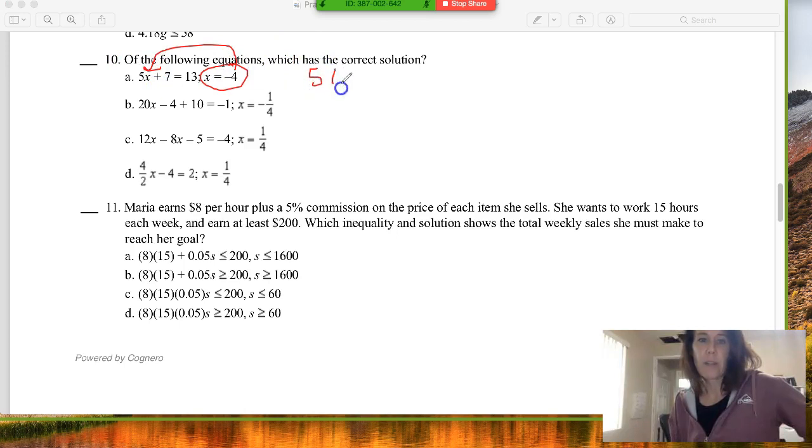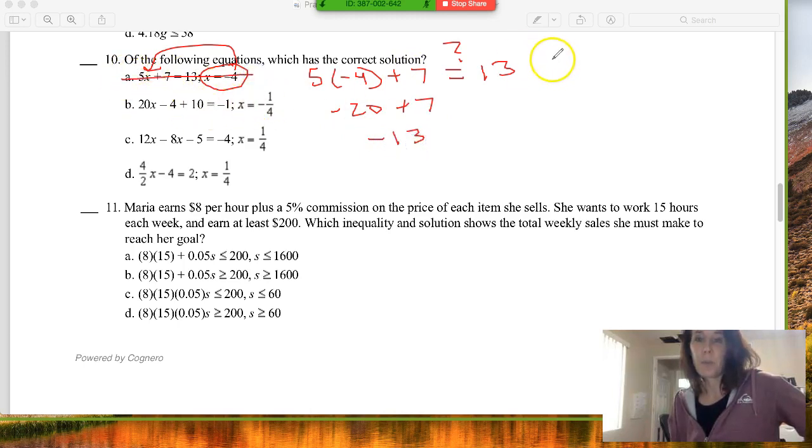I'm going to go 5 times negative 4 for x and add 7. Does that equal 13? We'll check it. 5 times negative 4 is negative 20. Negative 20 plus 7 is going to give me a negative 13. So this is a no.